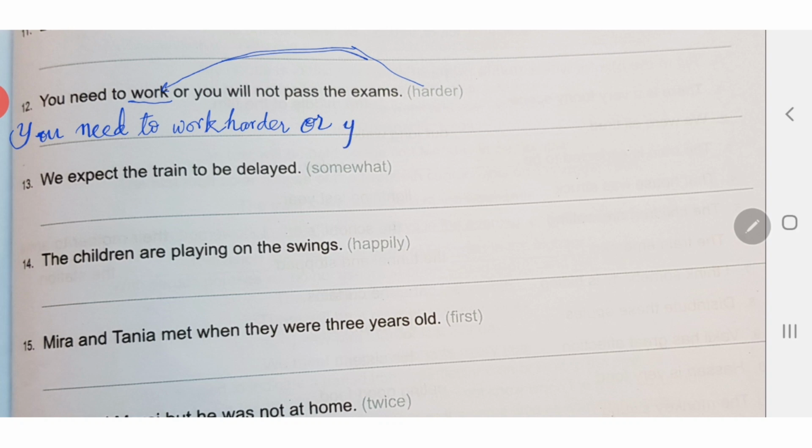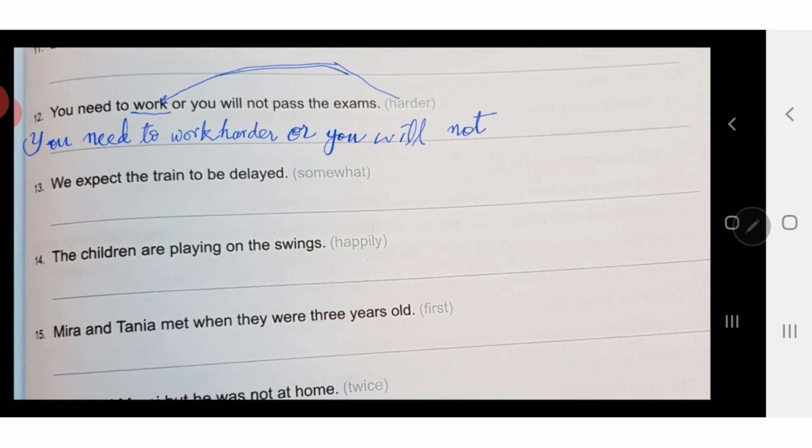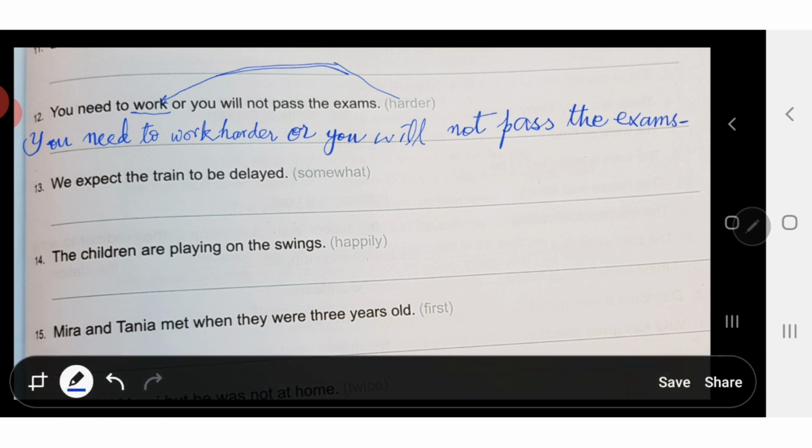Or you will not pass the exams. Full stop. Okay, easy. Now let's come to number 13.